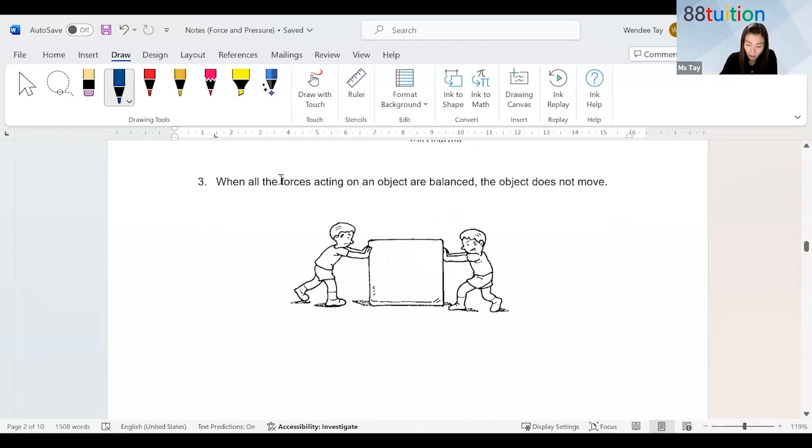Take note here, when all forces acting on an object are balanced, the object will not move. These two guys are trying to push this block. They must be exerting the same force, right? That's why the object stays stationary.